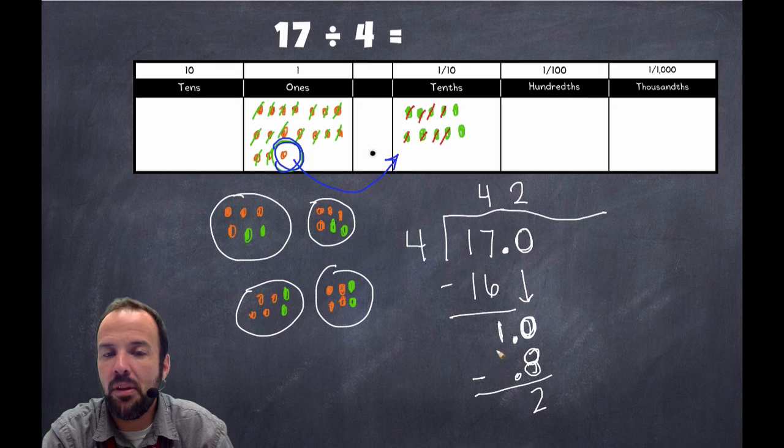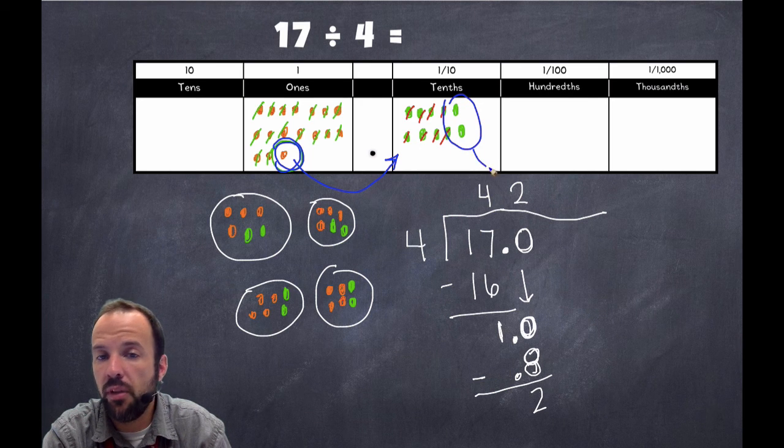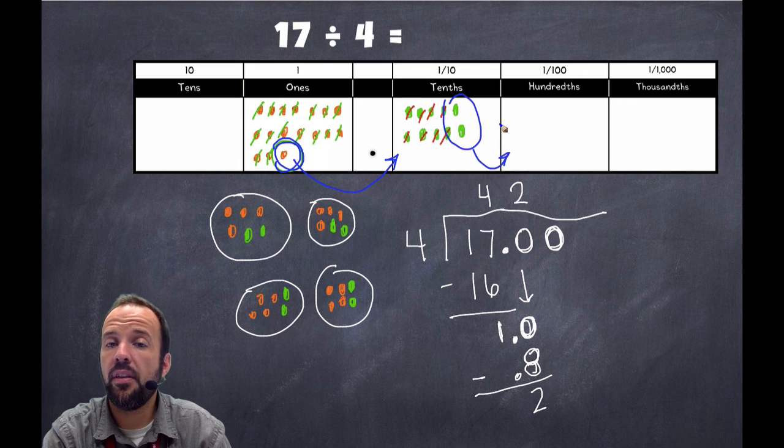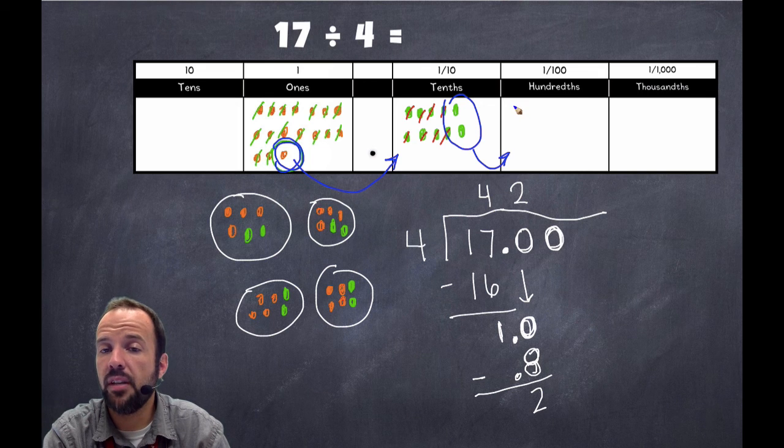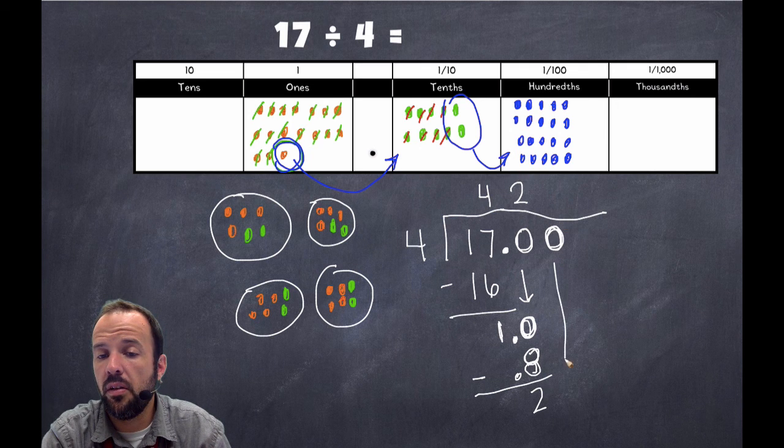All right, so I could keep going by taking these 2 tenths right here and moving them down to hundredths, okay? Because right now I have 0 hundredths. If I move those tenths over, this time I have 2 tenths. So for each tenth, I'm going to get 10 hundredths. So how many hundredths would I have altogether? Go ahead and draw them in and we'll compare. Awesome, I would have 20 hundredths, which is why when I bring that 0 down, I have 20 hundredths, okay?